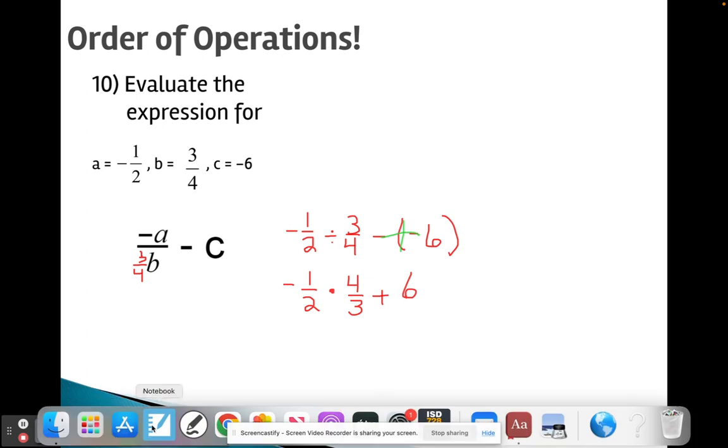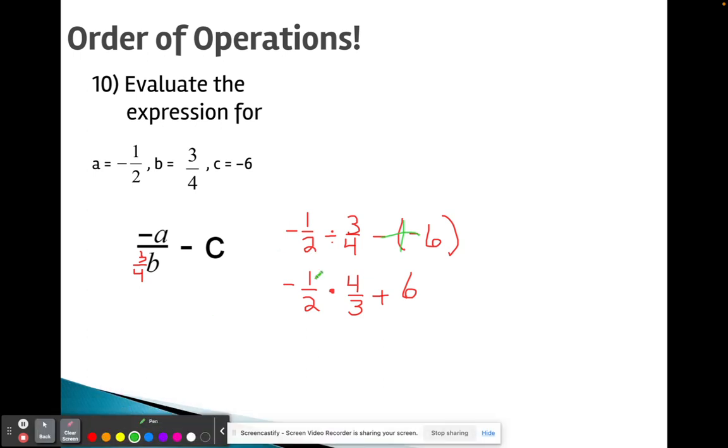Simplify before you multiply. Can I simplify 1/2? No. 4/3? No. 1 and 3? No. 4 and 2? Yeah, I can divide this both by 2. This would become a 2. No, it wouldn't. This would become a 1. I was thinking ahead. This would become a 2. Okay, now I can multiply. A negative times a positive is going to give me a negative. 1 times 2 is 2. 1 times 3 is 3.